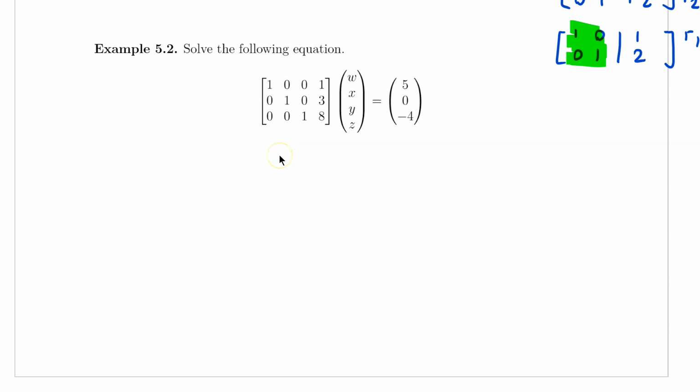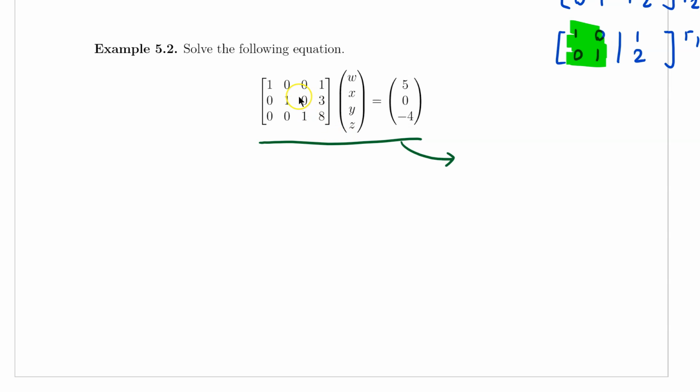So the next example asks us to solve this matrix equation. Notice that my variable matrix, the matrix that we see here, is not a square matrix, so this can happen as well. Now, let me first convert this back into the original system of equations.